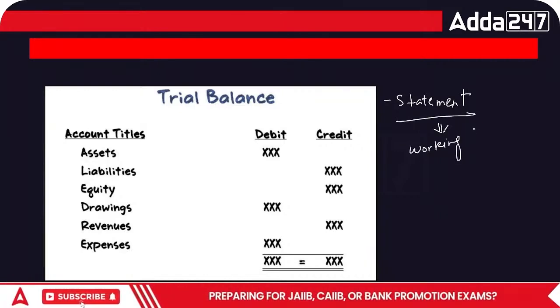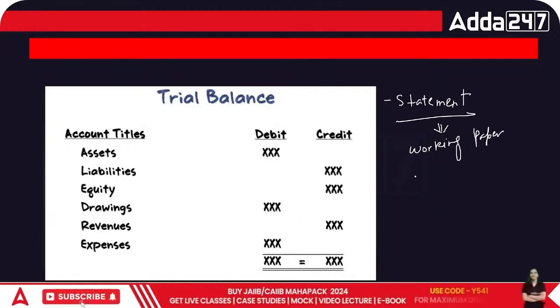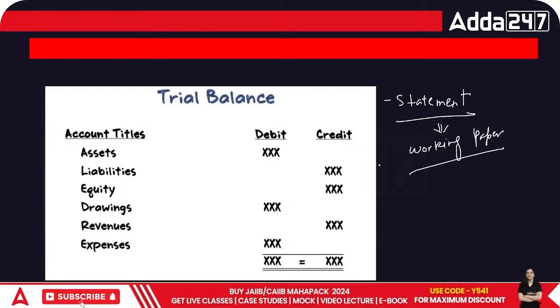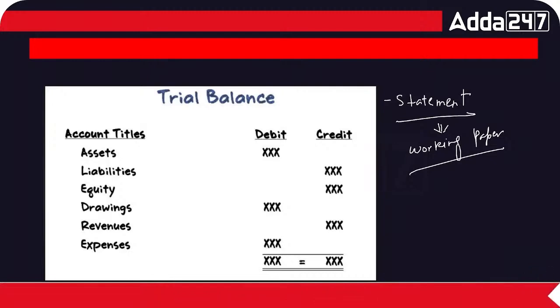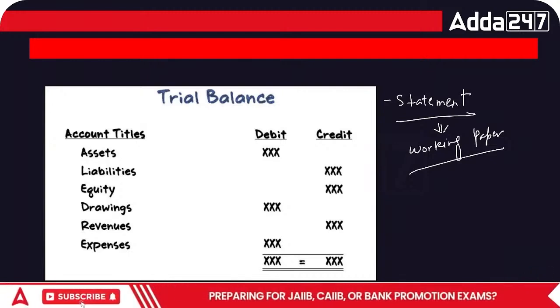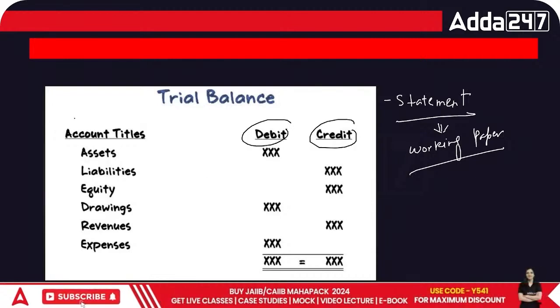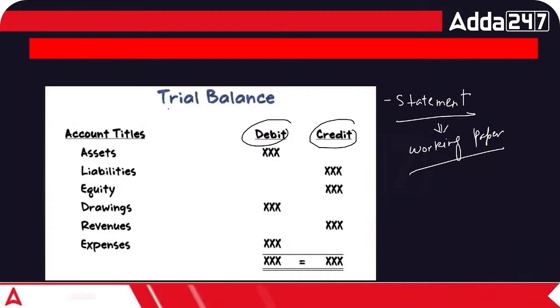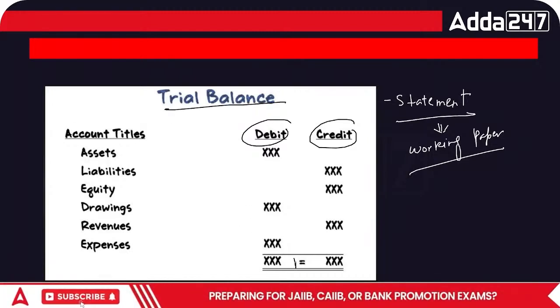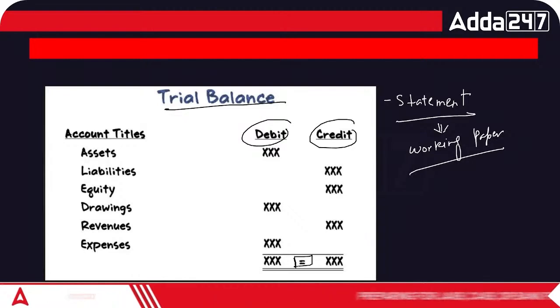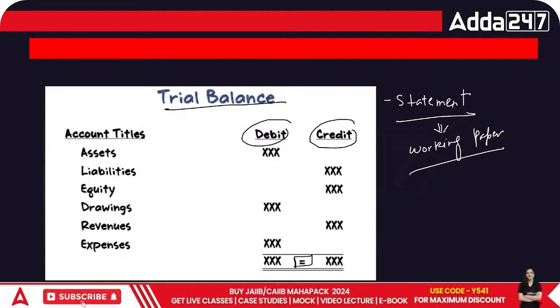How do we define a working paper, everyone? In this working paper, you will find a few things. Number one, you have both the sides, debit and credit. Number two, this is prepared after you have prepared your journal, then your ledger, and then comes this point. In this case, it is always equal. That means the debit side is always equal to the credit side.